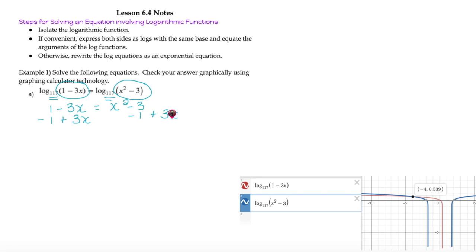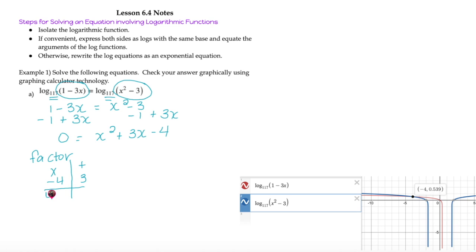At the same time, I'm going to rewrite it in descending order so that I have x squared plus 3x minus 4, so that it's truly written in quadratic form. Perhaps I'll be able to factor. So find two numbers that multiply to -4 but add to +3.